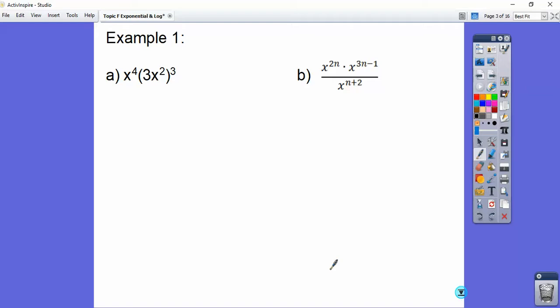All right. First one. We have to start with this cube out here, and it goes to both of them. So 3 to the third would be 27, and that would become x to the 6th. Then we can multiply those, and we get 27x to the 10th power.